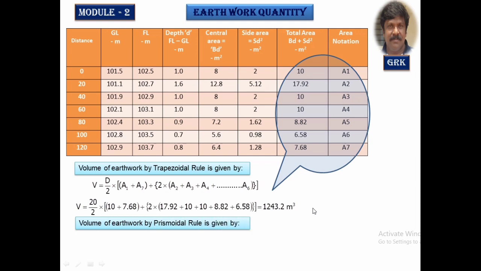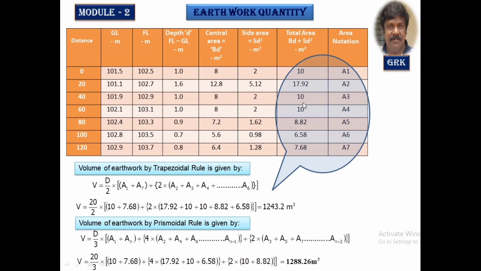Similarly, get the volume of earthwork for the Prismoidal formula. Substitute the values of A1 to A7 in the appropriate positions. The volume is 1288.26 meter cube. We don't find much difference here, marginal difference.